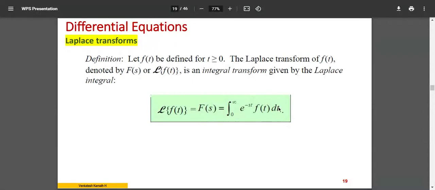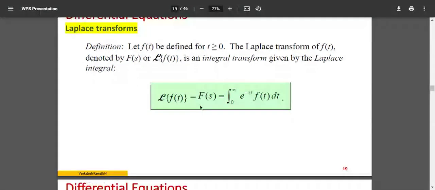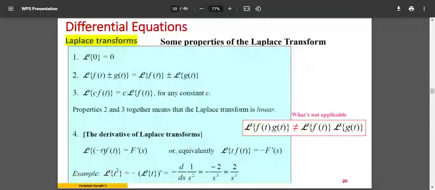This f of t is a function. Remember, it can be any function: t square, 1 by t, ln t, sin t, cos t, right? This f of t could be any variable, any expression. You would like to do the integration from 0 to infinity with the exponential term along with it. This particular format we represent as F of s. There are predetermined derived standard forms for when you convert f of t and integrate in this format, which I'm going to discuss for another few minutes. So let's take up one by one, conceptually.